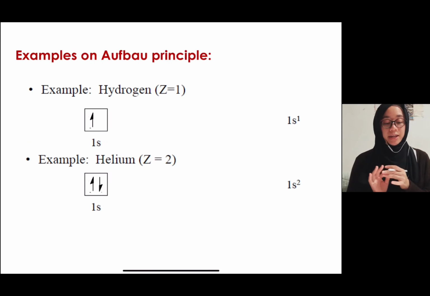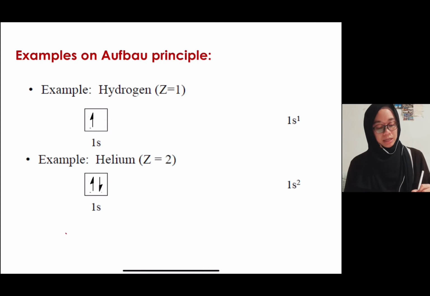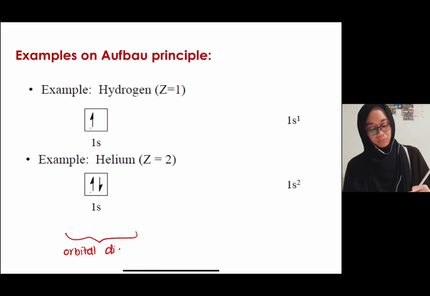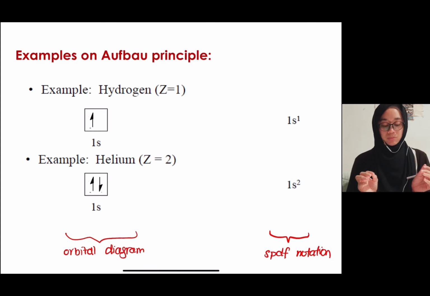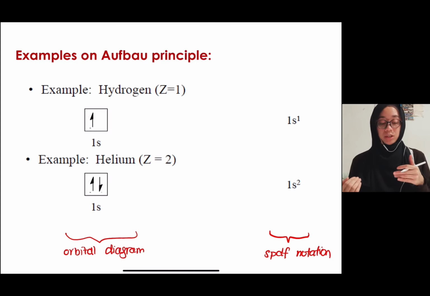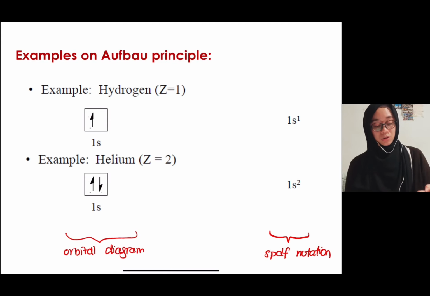Okay, so these are the examples on Aufbau principle, and also actually it is the examples for Pauli exclusion principle. Okay, so the one on the left is what we call as the orbital diagram. The one on the right is what we call as spdf notation. Okay, but no worries. Later on, Miss akan explain what is orbital diagram, what is spdf notation. But what I want you to focus more on now is the type of orbital. So, for example, untuk hydrogen ni kita ada 1s dengan 1s ni kan.